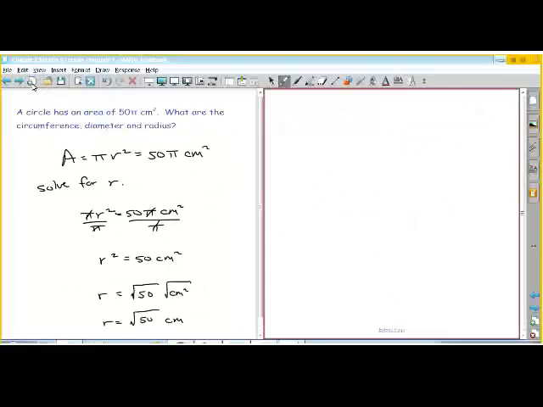It's a length. So once you have the radius, then you can calculate the diameter. The diameter is twice the radius. So you'll get 2 times the square root of 50 centimeters. And the circumference is just 2 pi r. So you get 2 pi times the radius, which is the square root of 50 centimeters. So we get 2 pi times the square root of 50 centimeters. There's not much you can do with it.